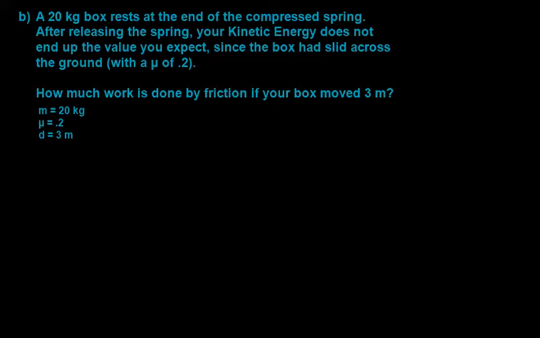So we've moved on to part B of our compressed spring problem, and part B says that we have a 20 kilogram box resting at the end of our compressed spring, and after releasing the spring, the kinetic energy that we measure does not end up the value that we expected, since the box had slid across the ground with a coefficient of friction of 0.2. So what we want to know is how much work was done by friction if our box moved 3 meters.